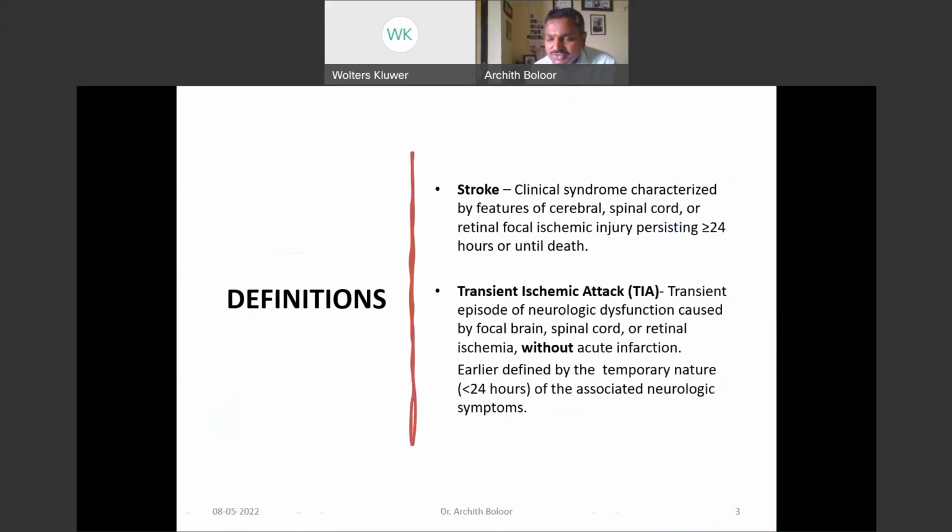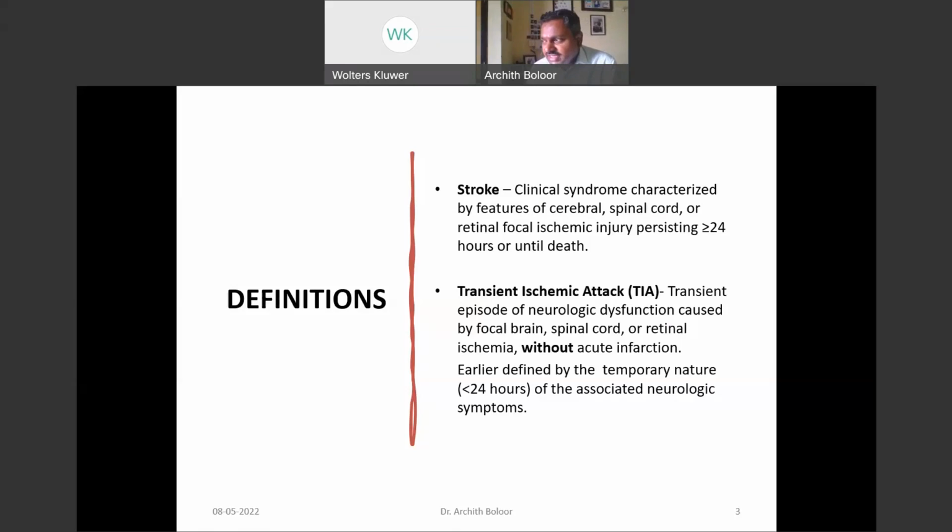All of you know the definition of stroke. Stroke per se is a clinical syndrome characterized by features of either cerebral, spinal cord, or retinal ischemia which lasts for more than 24 hours. If it recovers within the first 24 hours, we call it TIA, where not only should the symptoms recover, but the imaging should also not show any evidence of infarction. So it's important to know that even if the entire process recovers within 24 hours, if the imaging shows any evidence of ischemia, we would not call it TIA, we will call it stroke. Only without any acute infarction do we call it TIA.